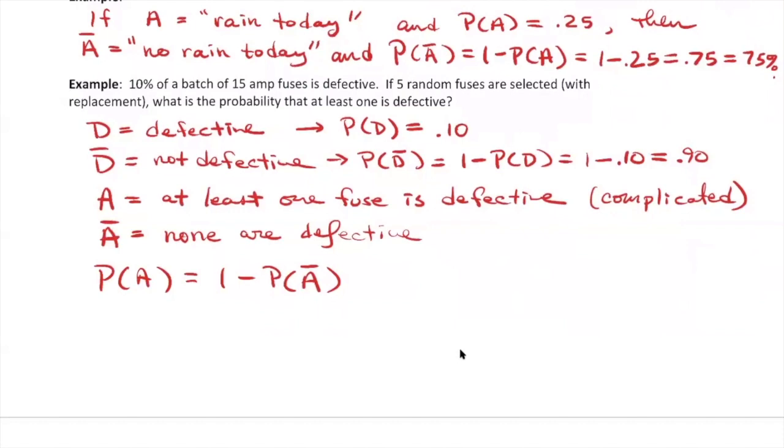Now I'm going to put this down here. 1 minus the probability of what? Well, what is A complement? None are defective. So you've got to get a non-defective fuse 5 times. So see if this makes sense. Probability of D complement and D complement and D complement and D complement, and that's 1, 2, 3, 4, last one, D complement. All 5 fuses are non-defective. Any questions about that?